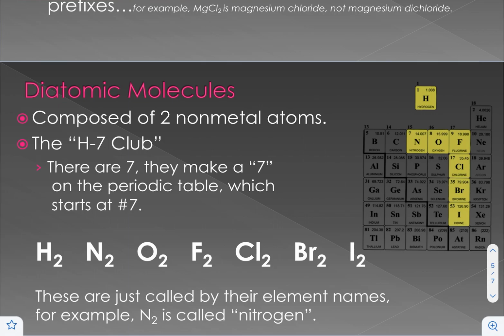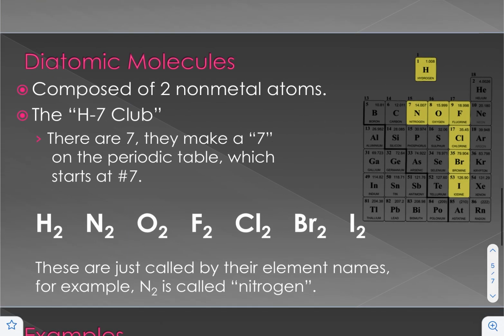I spoke about this already a little bit, but I want to make sure you know there are 7 diatomic molecules. These 7 elements always travel in pairs when they are a molecule. I call them the H7 club. You've got hydrogen as H, it starts at number 7, it makes a 7, and there are 7 of them. The 7 diatomics are hydrogen, nitrogen, oxygen, fluorine, chlorine, bromine, and iodine.